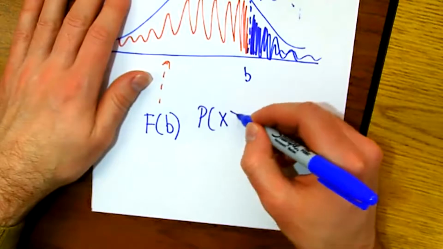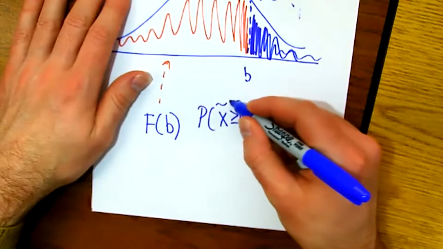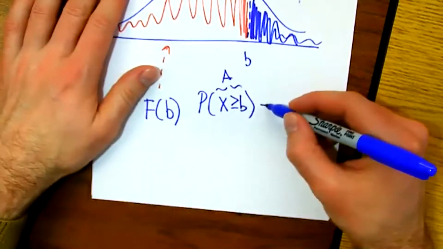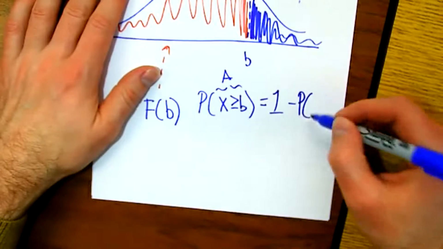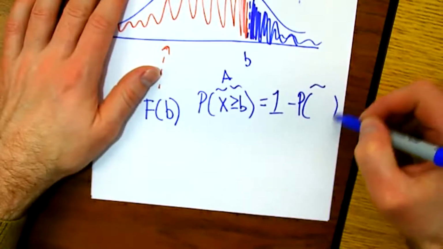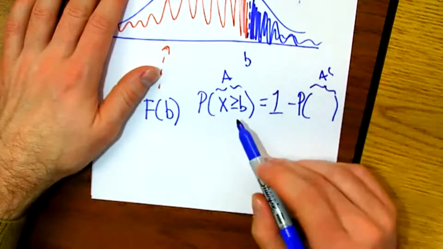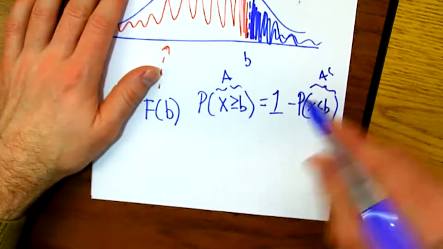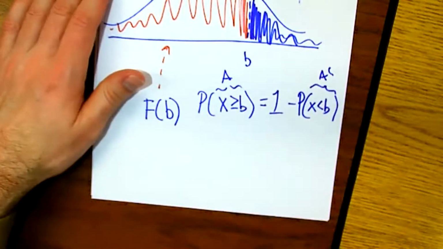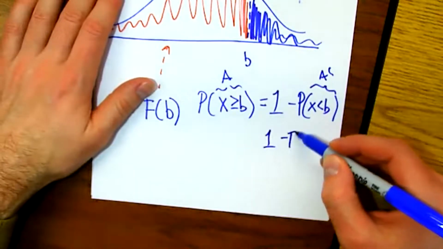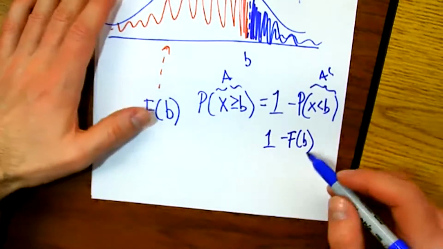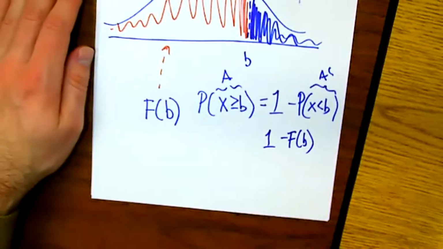Well, if I think of this as my event A, that's the same as 1 minus the complement, right? What's the complement? That X is less than B. Or 1 minus the cumulative density function where I plug B in, because that gives me the probability of seeing B or anything below it.